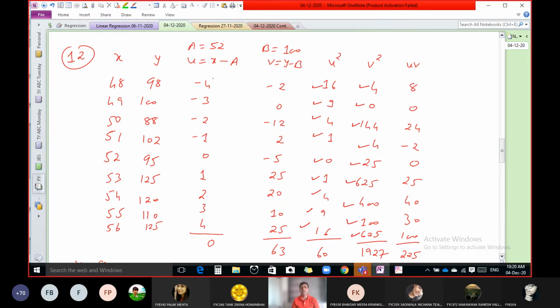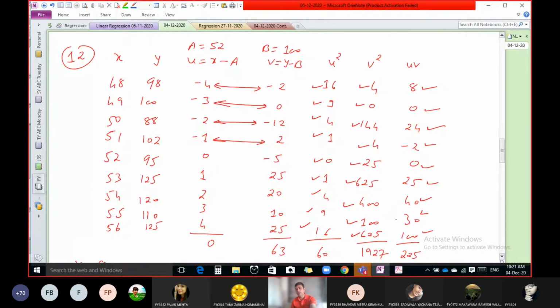And for uv, so minus 8 into minus 4, minus 4 into minus 2, that is plus 8, minus 3 into 0, that is 0, minus 2 into minus 12, that is plus 24. Here we get minus 2, like all these other values, and add all this.